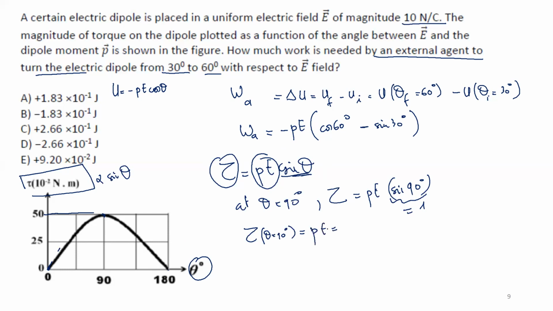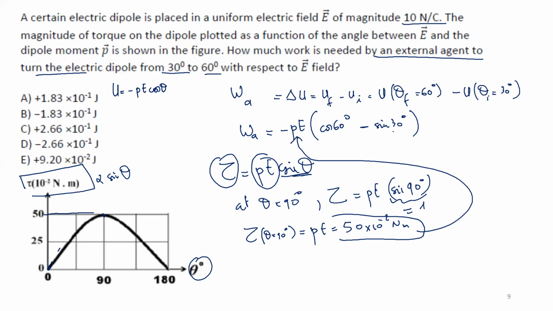PE. So now let me read it here. It will be just 50 × 10⁻² Newton meter. Okay, this is PE. Now I know PE. Let me plug it here. Okay, so I will have what? Minus half. This is just minus half. This is half. Cosine 60 degrees minus sine 30 degrees. And this will give you exactly this answer.